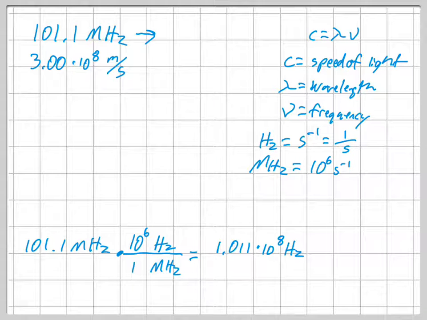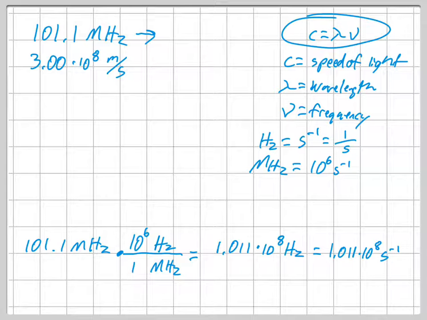But a hertz is not the unit we want to use. We want to use 1.011 times 10 to the 8th. A hertz is the same thing as a per second, or a second to the -1. Okay? So once we've got that converted and we've got it in hertz so we can compare it directly, we would just set up the equation using c equals lambda nu.